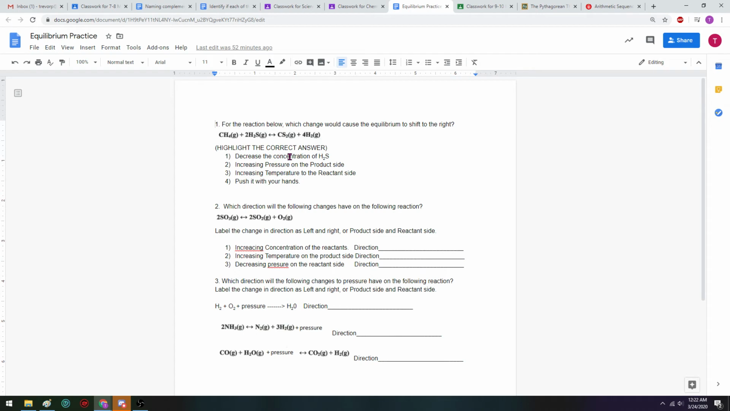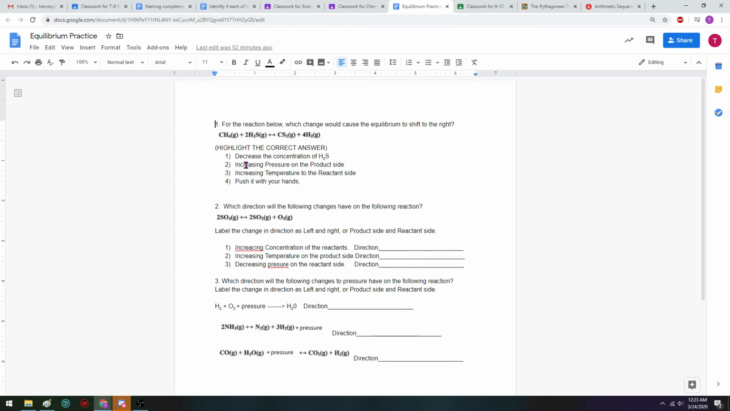So decreasing the concentration of H2S. If we decrease this one, we know we're decreasing the concentration. If you remember from the notes yesterday, it would cause the shift to go to the left. So we know that it's not going to be the correct answer because it's shifting more to the reactant side.